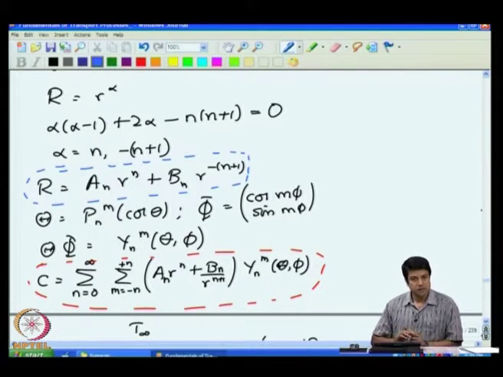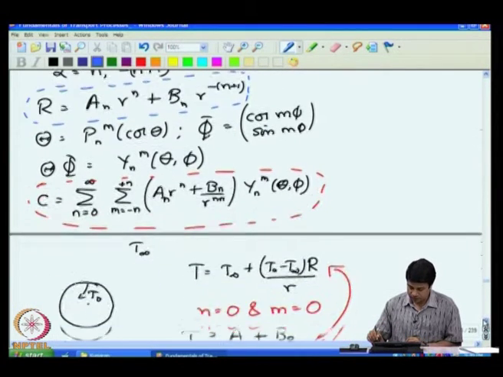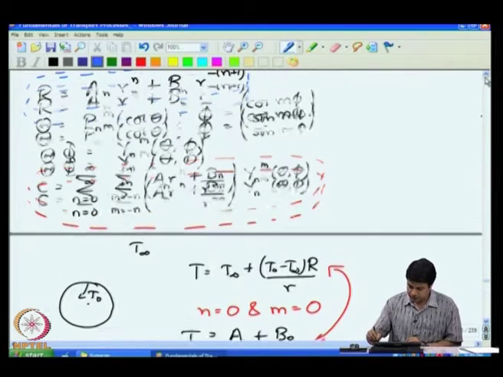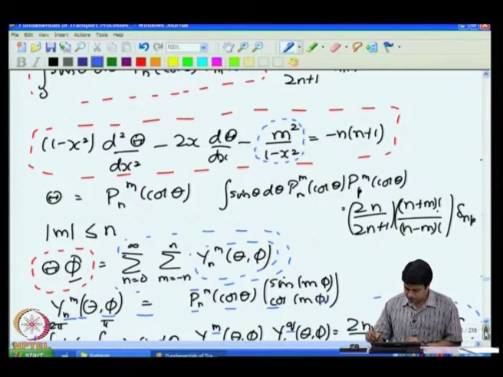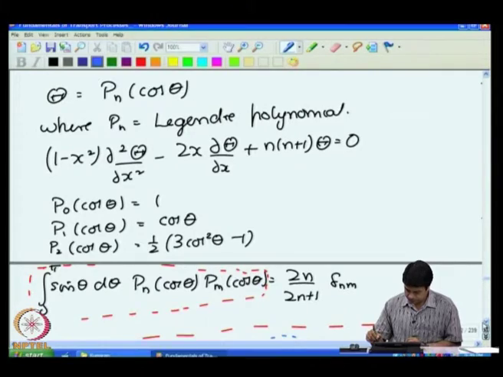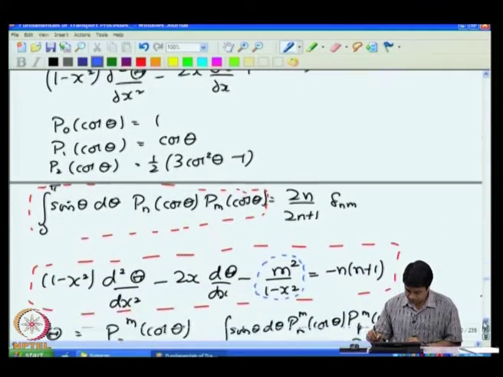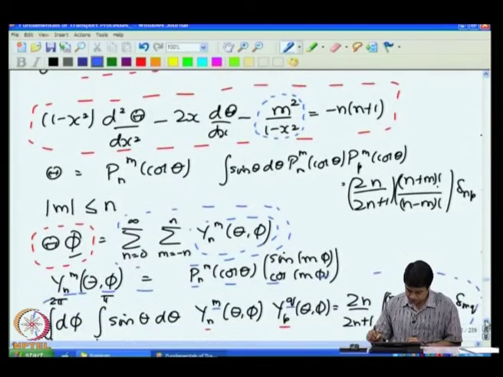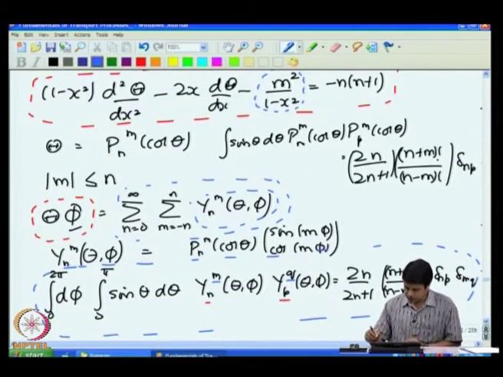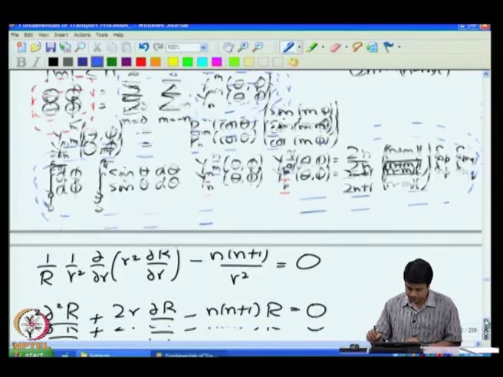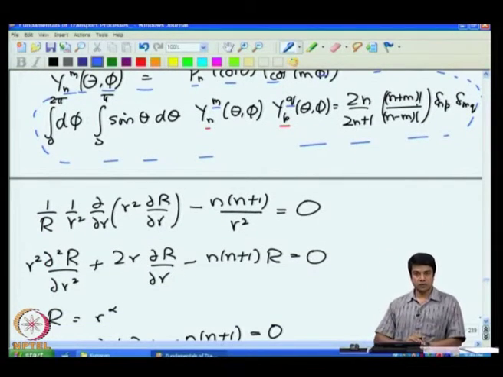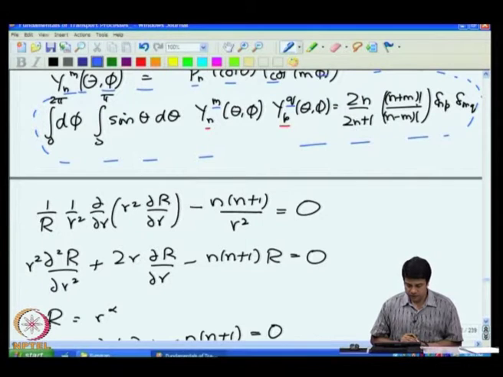And these spherical harmonic functions Y n m satisfy orthogonality relations, which are shown in the blue on top. If I take two different functions and multiply them, the answer is 0 if the functions are different. It is non-zero only when the two functions are identical to each other.